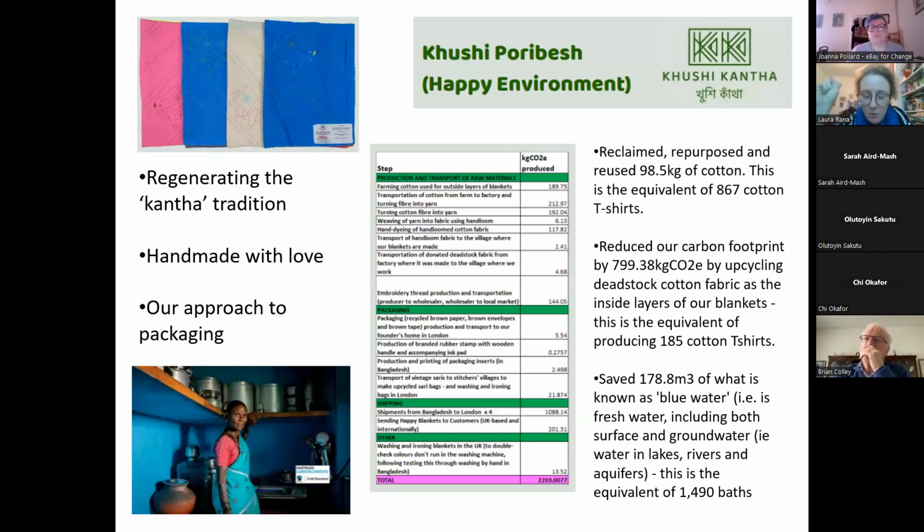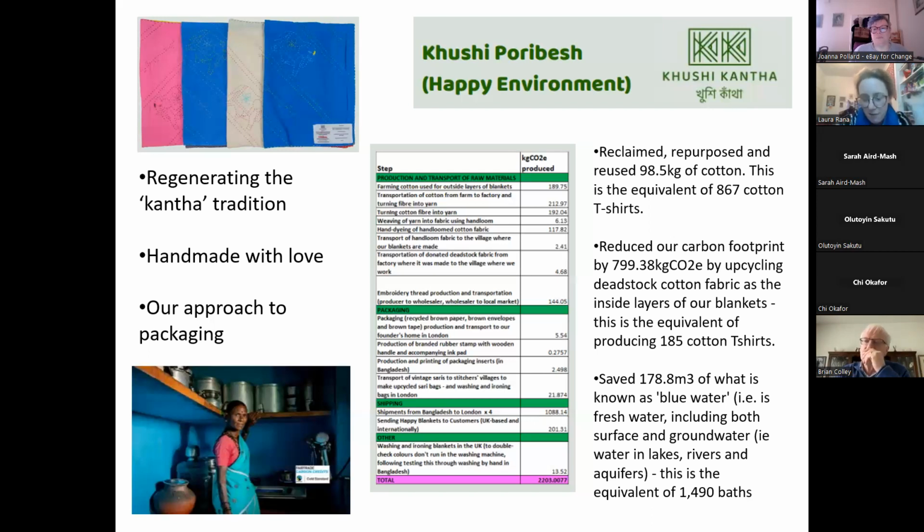And so we talk about the kilos of cotton, but I was thinking in terms of how people get their head around it. So this comes back to the way in which you communicate data. We thought about it in terms of the equivalent of cotton t-shirts. We were trying to think of an everyday item that people could understand.